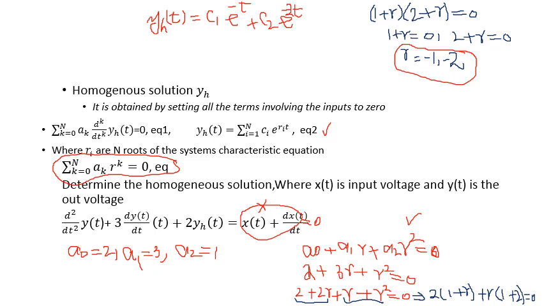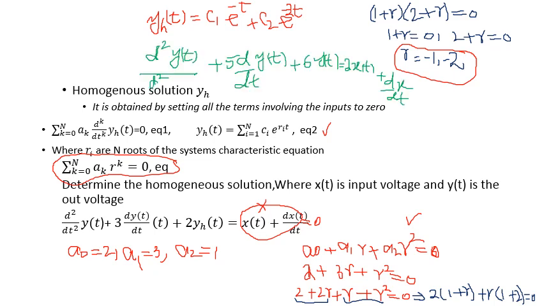As homework I give you one problem, as shown here. This is your homework problem, you can do it by yourself. You are given d squared y over dt squared, so this is a second order equation, plus y of t equals 2x of t plus the derivative of x with respect to t. Try it by yourself, and if you have any confusion you can ask.